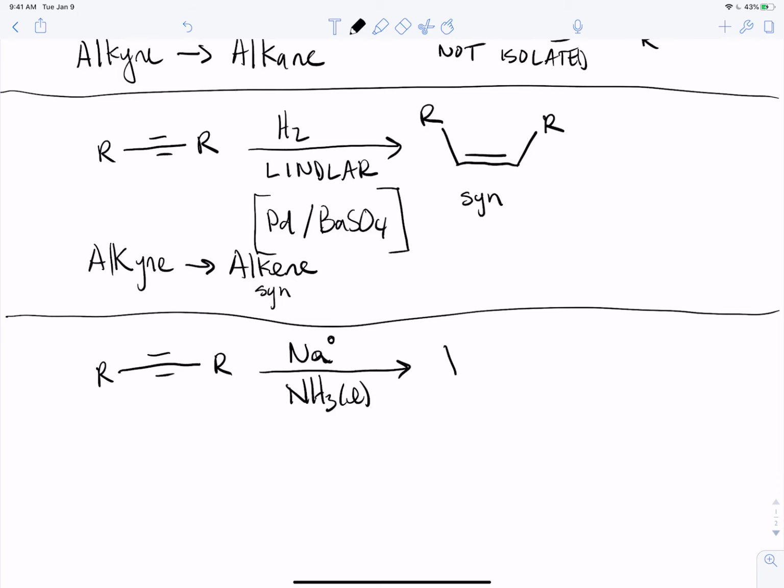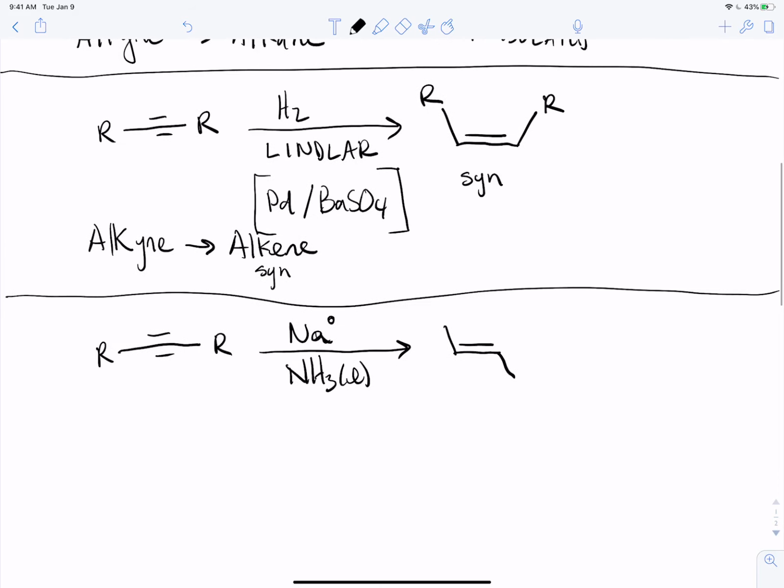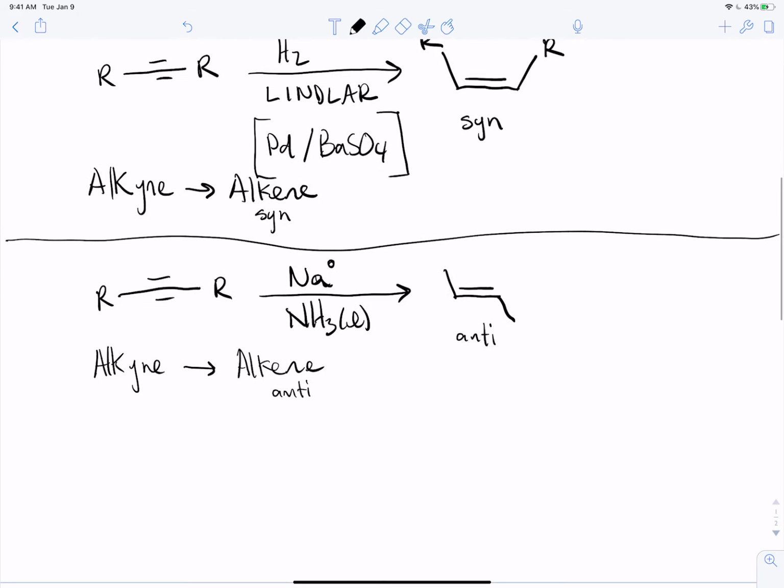But yeah, what this allows us to do is to make the trans alkene. So again, we have alkyne, and we're going to alkene. The addition here is going to be anti. You're going to form the trans alkene there. So, 3 different reductions.